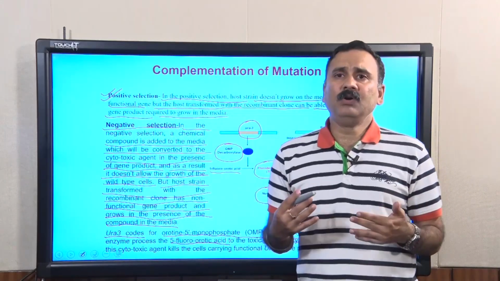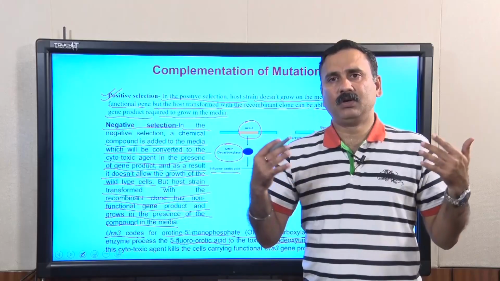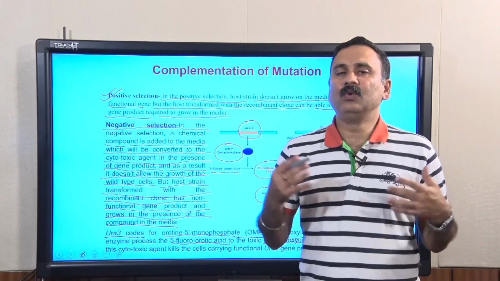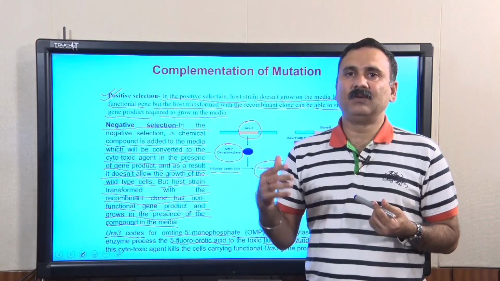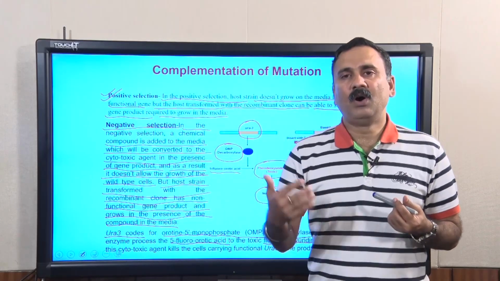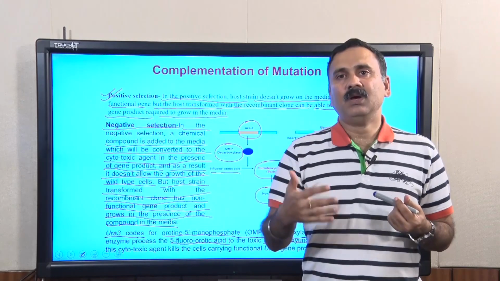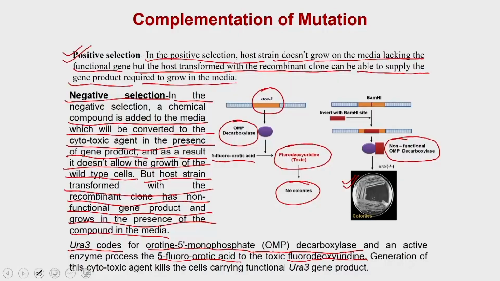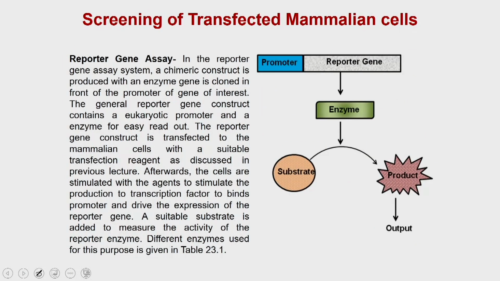Now, let us move on to higher eukaryotic organisms such as mammalian cells, and let us see how you can select the mammalian cells when they are being transformed or transfected with the recombinant clones. The screening of transformed or transfected mammalian cells is done utilizing different types of approaches. One of the classical approaches is the reporter gene assay.